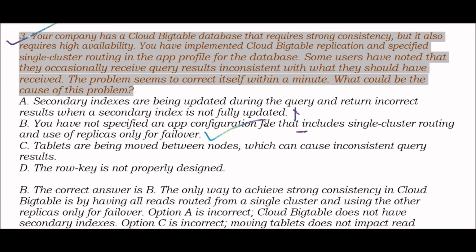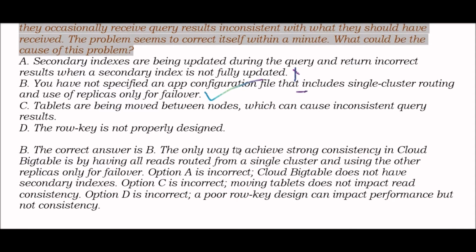Option C. Tablets are being moved between nodes, which can cause inconsistent query results. Option C is not suitable in this case because moving tablets doesn't impact read consistency. That's why it is rejected.